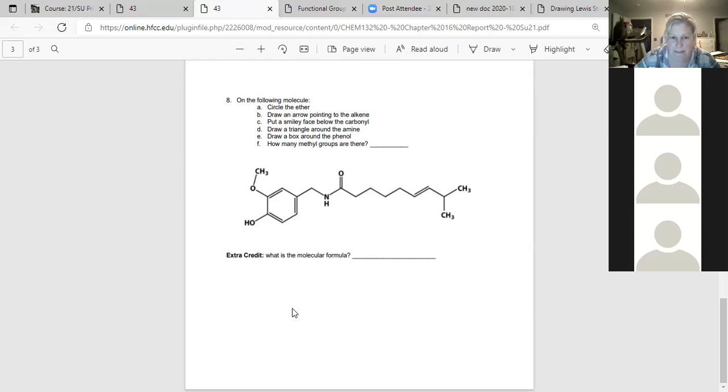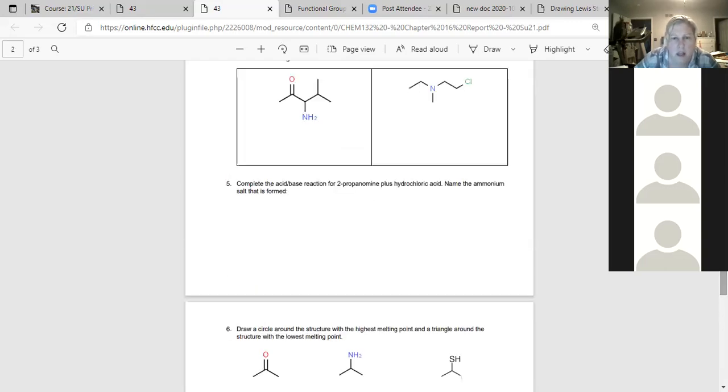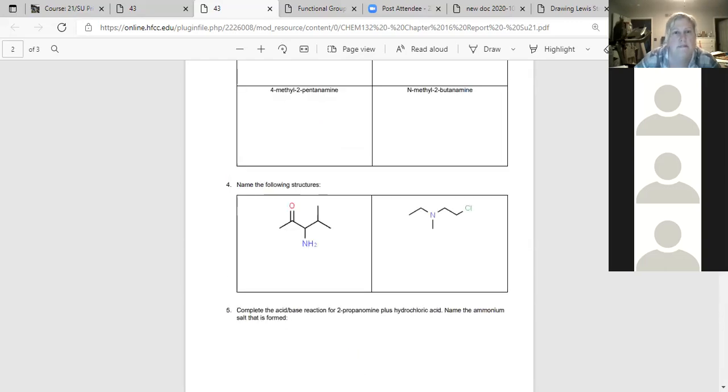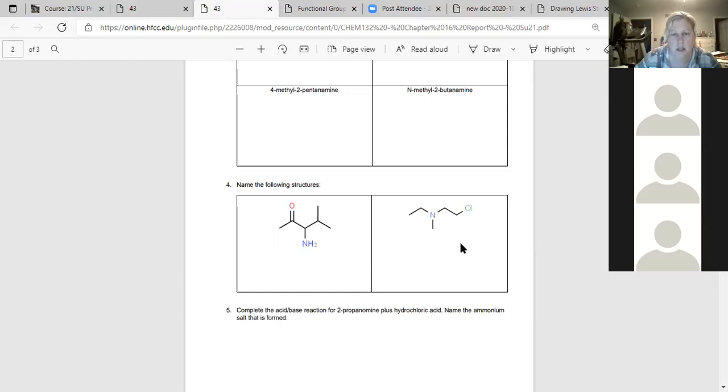Okay. Kareem said in number 4, I'm pretty sure. Say it again, Kareem. Also number 4 on 16. I think Kareem wants help on naming the following structures. Number 4 on 16. This? Is that what Kareem was talking about? He said in the chat, this one? Number 4.